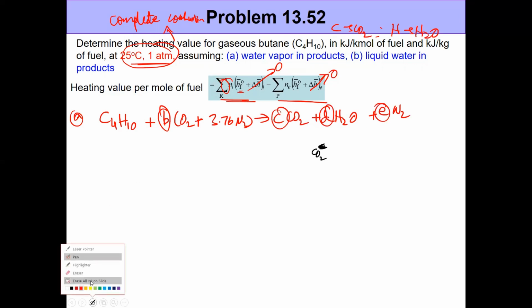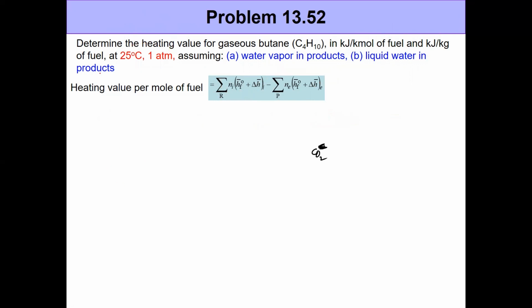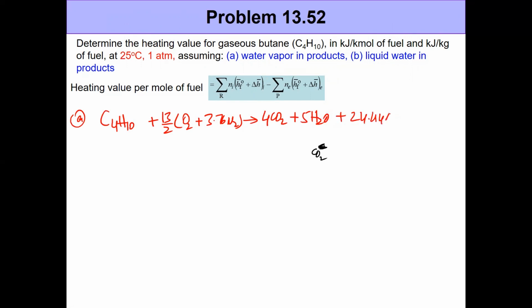All right. So for simplicity, I'm just going to start with writing the balanced chemical equation. So when you do all that balancing, what you get is something like this: C4H10 plus 13 by 2 O2 plus 3.76 N2. Okay, this is the theoretical amount of air, and this is going to give us 4 CO2 plus 5 H2O plus 24.44 N2.